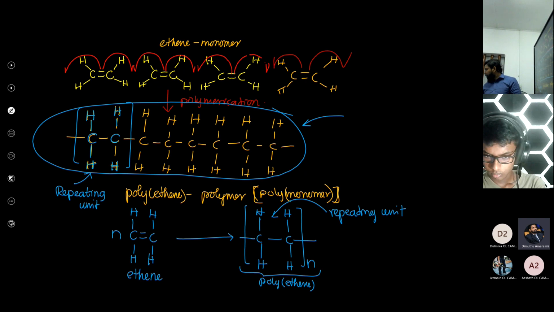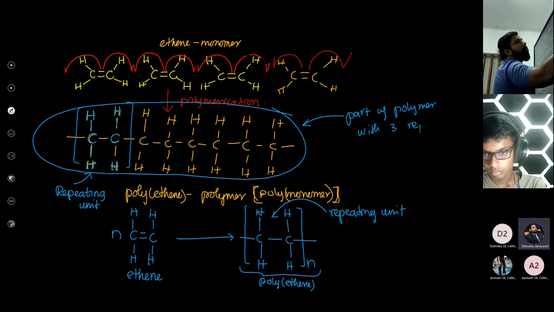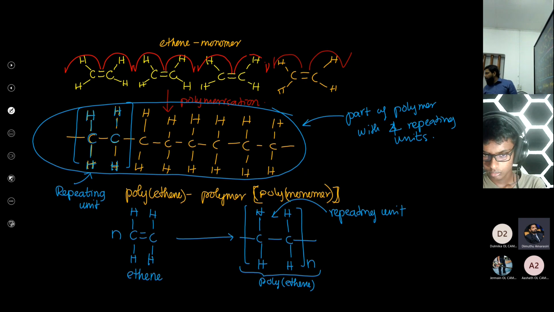If there are 3 and 6, we should do 6 carbon because the repeat unit has 2 carbon. You get it? Right. So this is a part of a polymer with 3 repeating units. How many are there here? 4 repeating units. Is that clear?